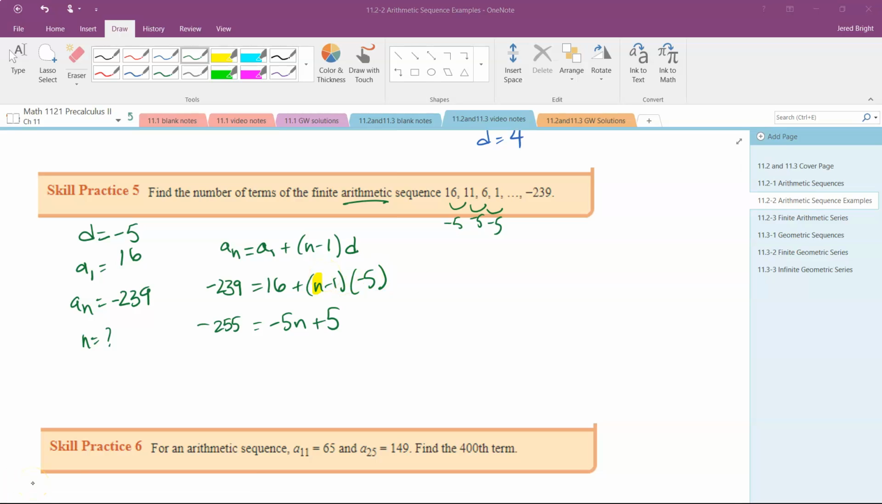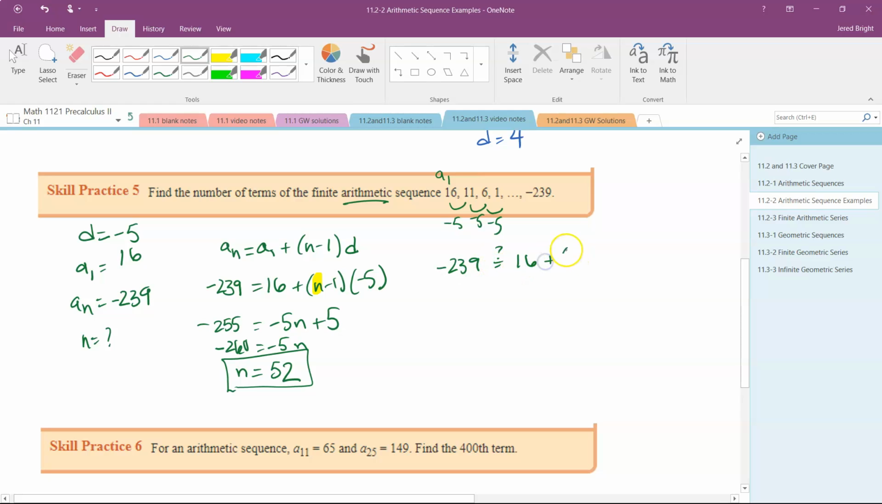And now I have to subtract 5, which puts me at minus 260 is equal to minus 5n, and dividing by minus 5, n is going to be 52. The last thing I'd like to do is just check. So n should be 52. Just keep in mind that we numbered this one as a1. So you could check by saying, is minus 239 equal to 16 plus 52 minus 1 times negative 5? It will work out, but you should just double check it.